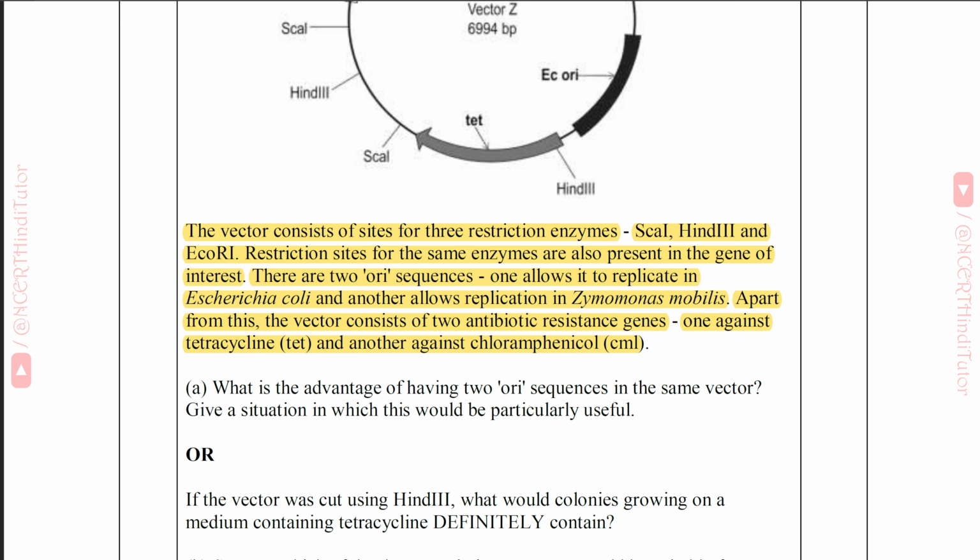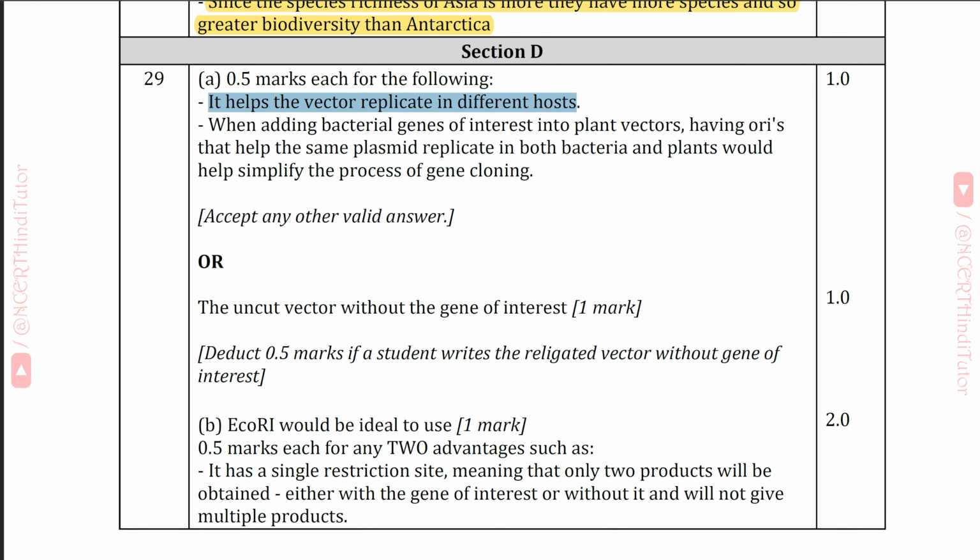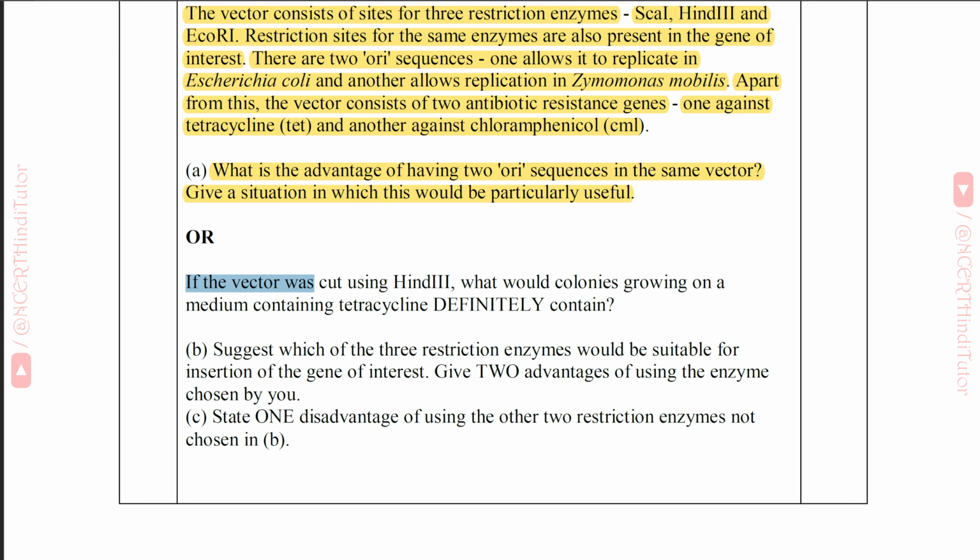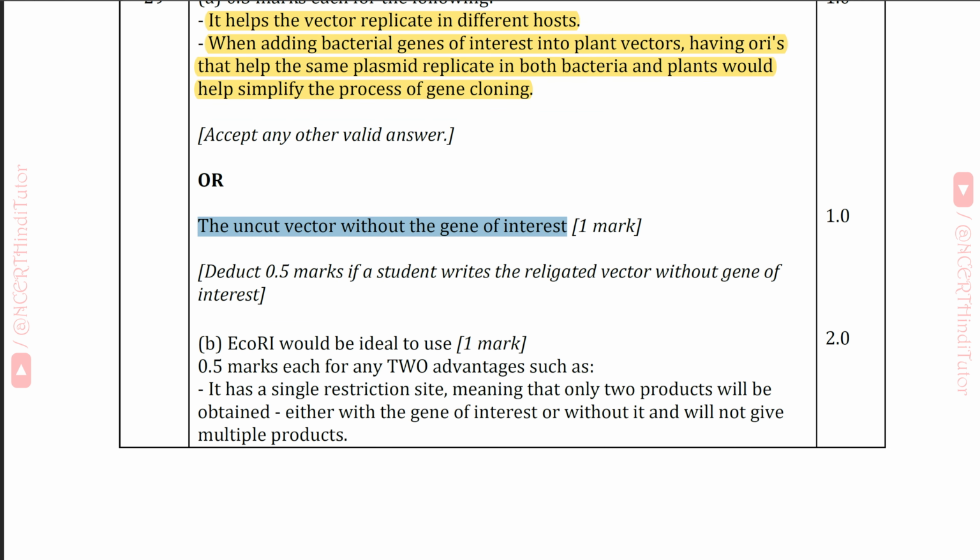A. What is the advantage of having 2 ORI sequences in the same vector? Give a situation in which this would be particularly useful. Answer. It helps the vector replicate in different hosts. When adding bacterial genes of interest into plant vectors, having ORIs that help the same plasmid replicate in both bacteria and plants would help simplify the process of gene cloning. Or, if the vector was cut using Hind3, what would colonies growing on a medium containing tetracycline definitely contain? Answer. The uncut vector without the gene of interest.